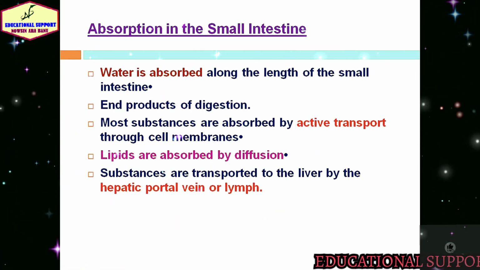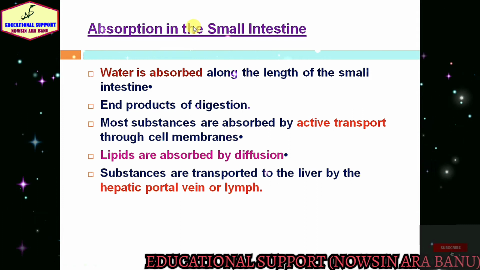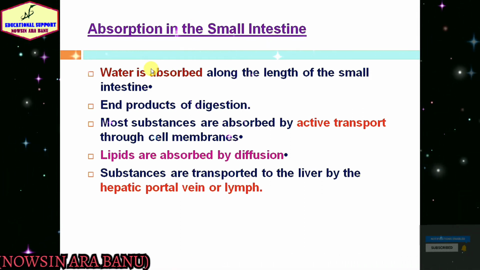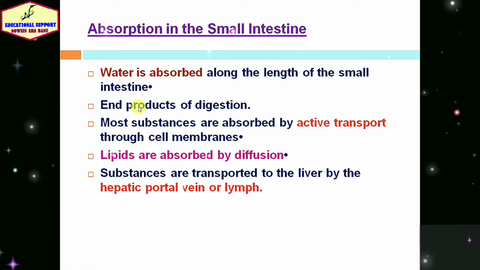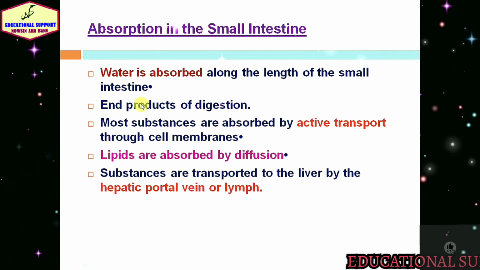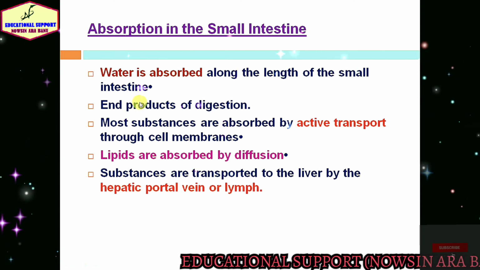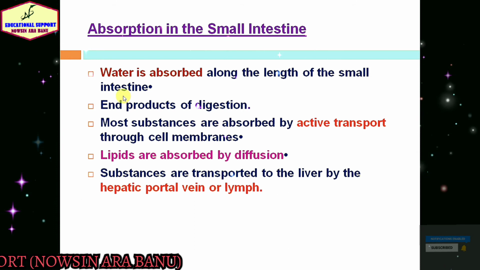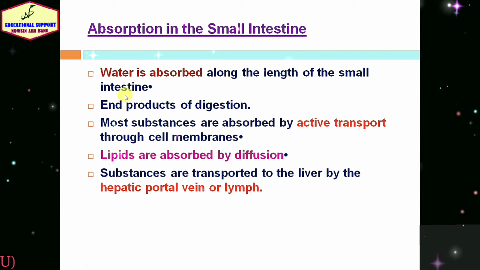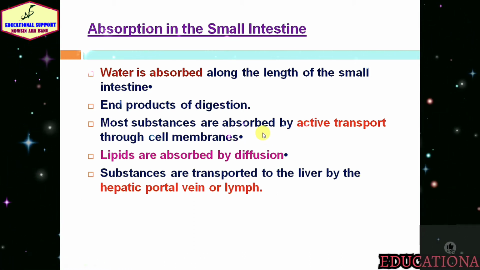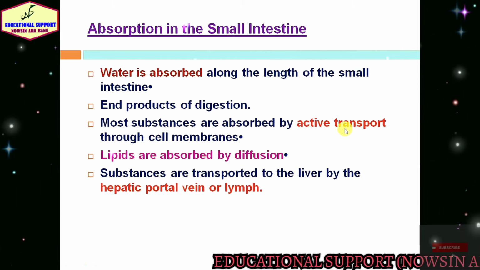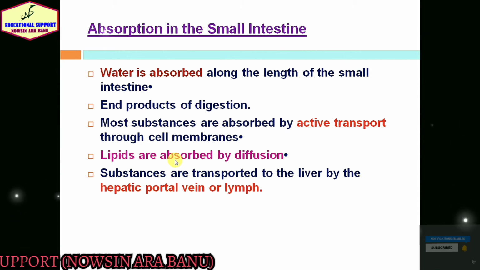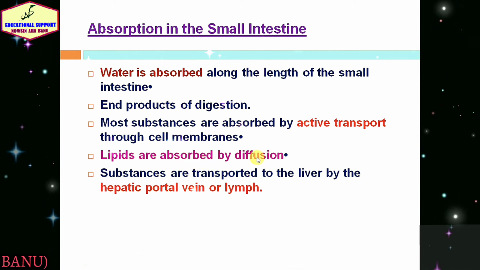Next is absorption in the small intestine. Absorption of water and of the end products of digestion occurs all along the length of the small intestine. They are absorbed through the intestinal cell plasma membrane by the process of active transport, and lipids and fats are absorbed passively by the process of diffusion.